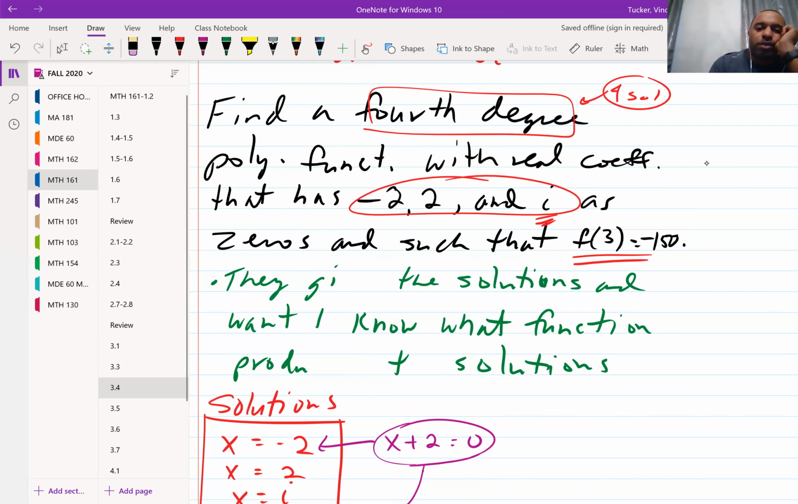So they give the solutions. They give you the solutions and they want to know what function is produced, or what function will produce the solutions.